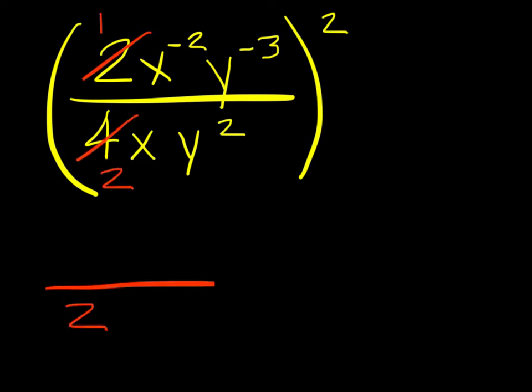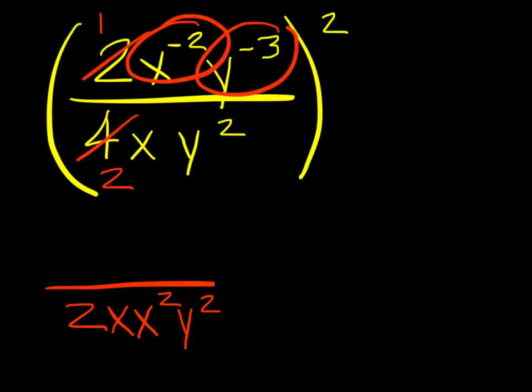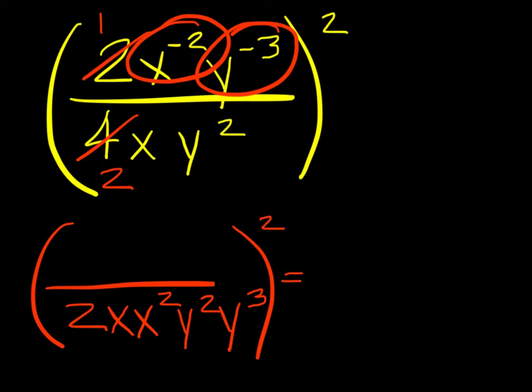So you put a 2 on the bottom. Your x to the negative 2nd goes to the bottom with the x that's already on there and becomes a positive exponent. You have a y to the 2nd down there already, and this goes down with it to be y to the 3rd. Don't forget, all of this is squared. And you have nothing on top, so you put a 1.